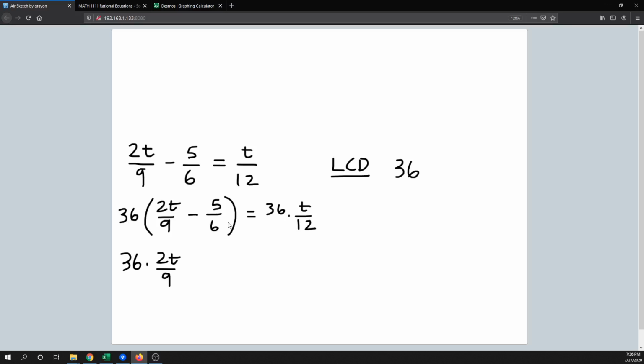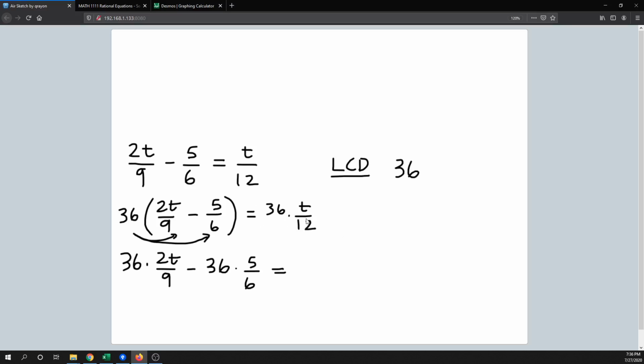Right, so you have to remember to multiply the 36 times both of these terms right here. So 36 times 2t over 9, and then minus 36 times 5 over 6. Okay. All right, so a lot of times you'll see people just multiply every term by the LCD. That's equivalent for the most part, as long as you are a little bit careful about how you do that. Okay. All right. So I'm just going to show all the steps here on how to do that.